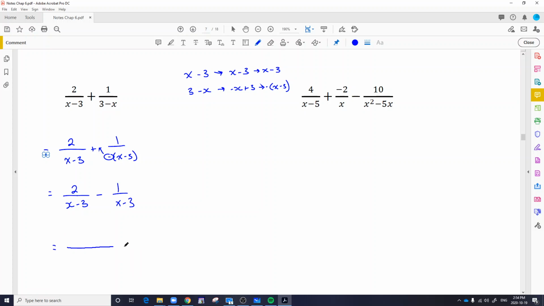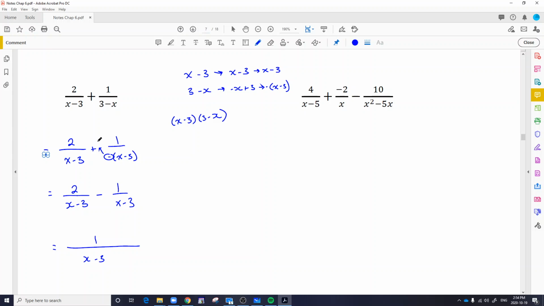I've got a common denominator of x minus 3, and then I've got 2 minus 1 is 1. And that's fully simplified. That's kind of a great question. If you didn't see that and you made your common denominator x minus 3 times 3 minus x, it will work.